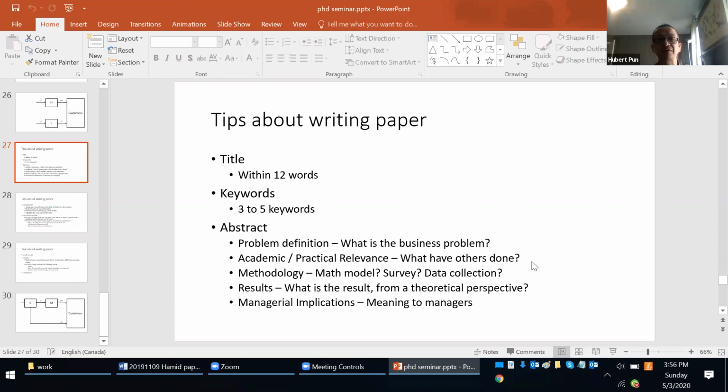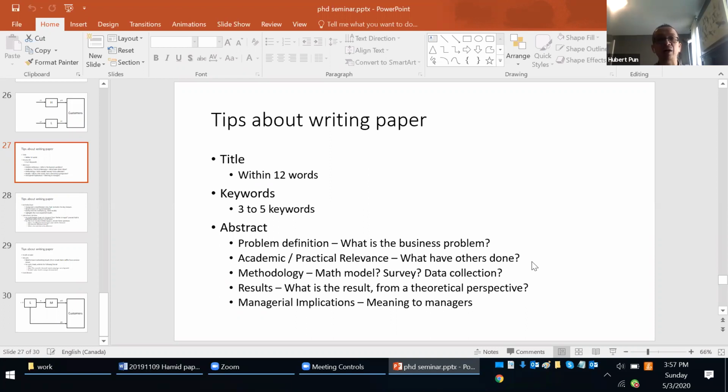Academic practical relevancy, methodology, and results are written to the professor, to the researcher. So therefore, you can be a little bit more technical in that sense. Specifically for academic practical relevancy, you want to point out why you need to do this research. What is the difference between what has been done and why is that important? For the results, which come from that difference, what is the result that you can generate?